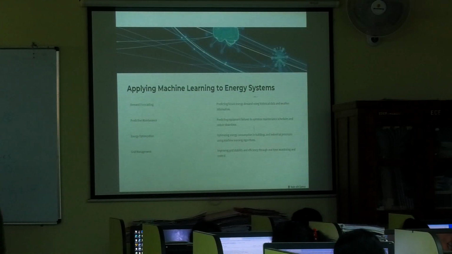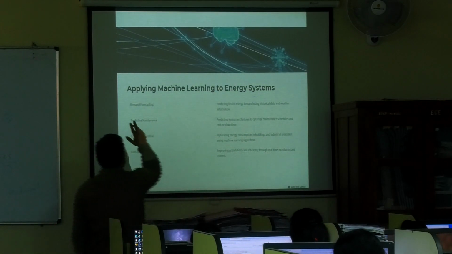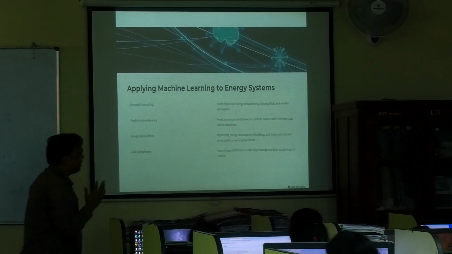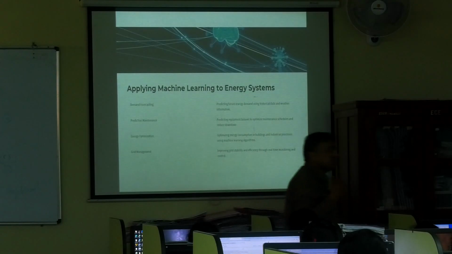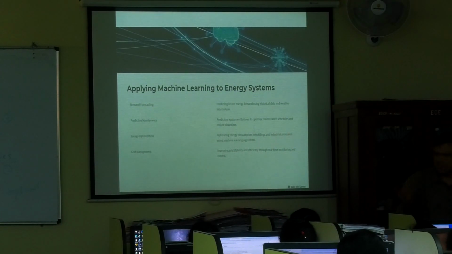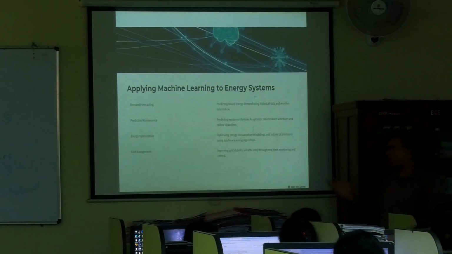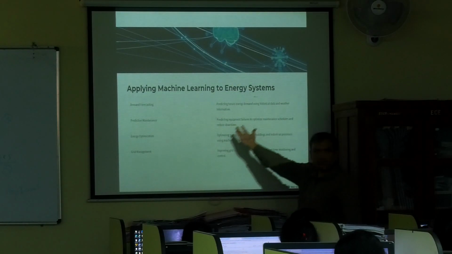Applying machine learning to energy systems. So what are the requirements in energy systems? Demand forecasting. As we discussed yesterday, predicting the future energy or energy resources. Which resources? Renewable, either solar, hydrogen, or wind energy. So various energy will be predicted using historical data and weather information.